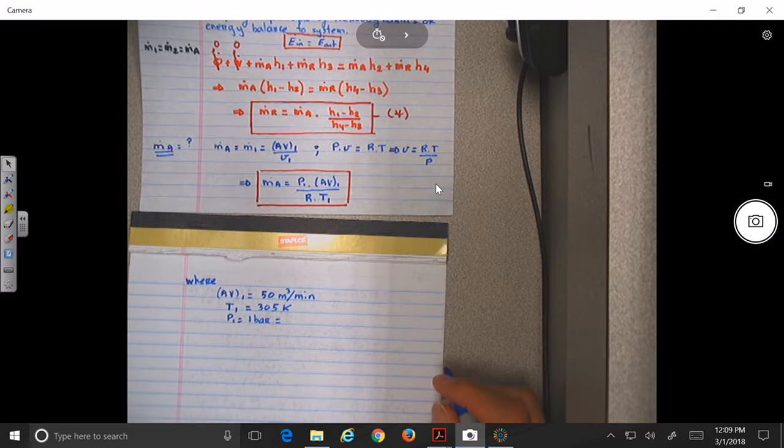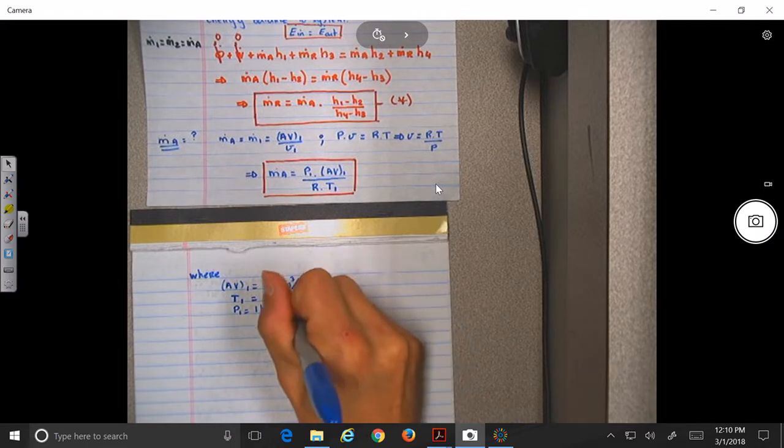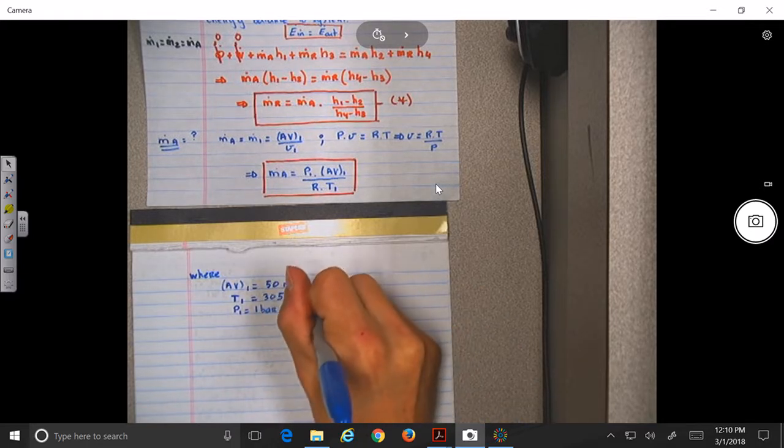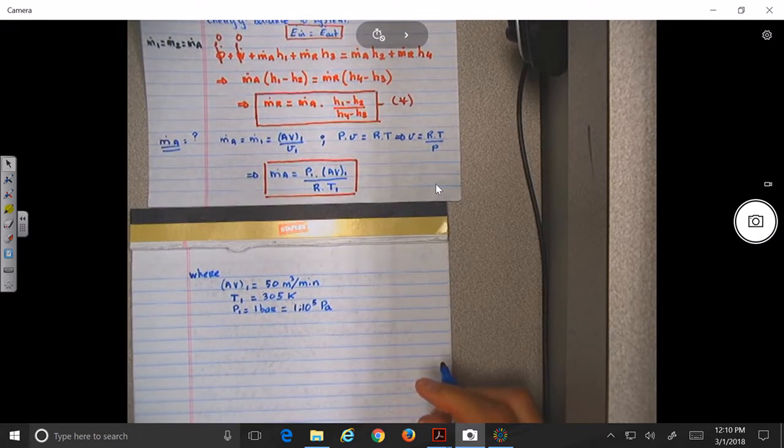Okay, so now we want to transform kilopascals to Pascals. It should be 1, not double point, okay? So 1 times 10 to the 5 Pascal, no? Okay? And now R.